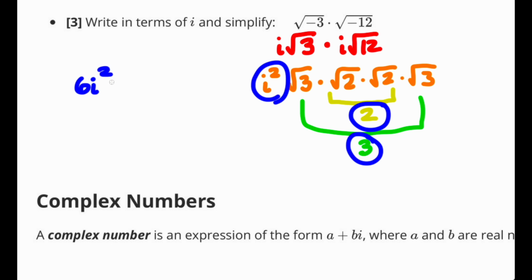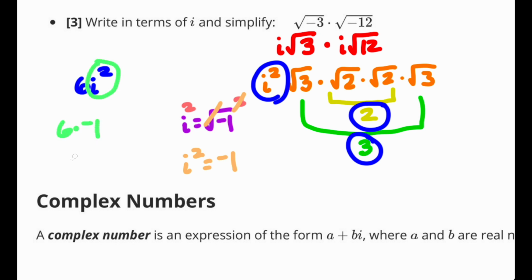But i squared, if you remember, is actually equal to negative 1. And the reason for that is, I'm going to write this right here: i is equal to the square root of negative 1. If you square both sides, I'm going to square i, I'm going to square this here. The squared and square root are going to cancel, and you have i squared is equal to negative 1. So that means you can rewrite this right here to be 6 times negative 1, which the final answer is obviously going to be negative 6.